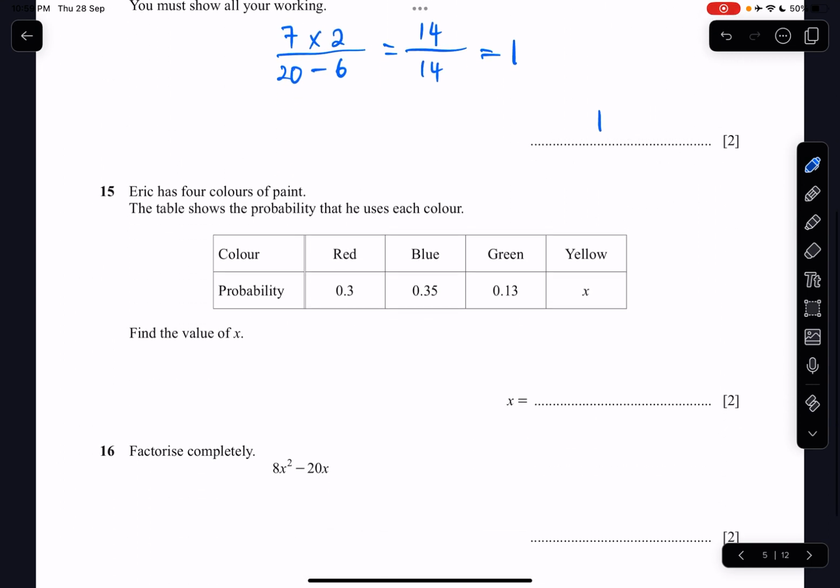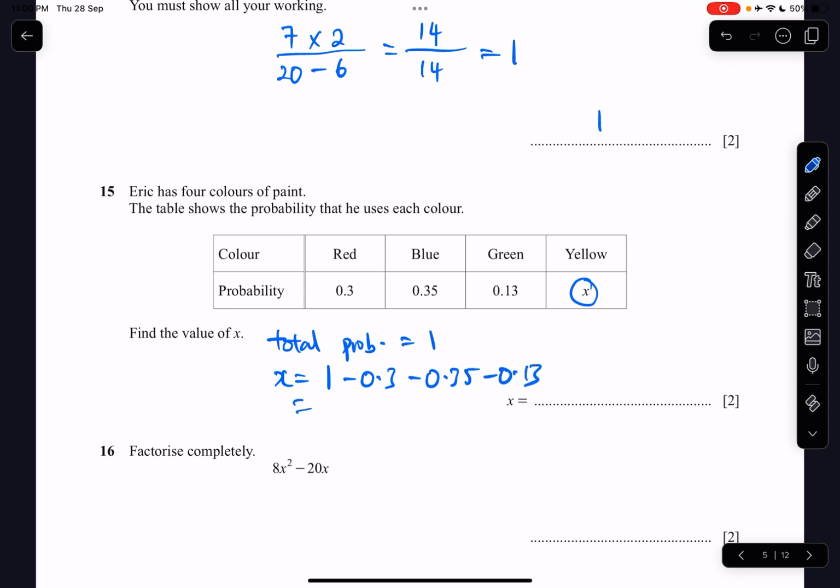Now, question number 15. Eric has 4 colors of paint. The table shows the probability that he uses each color. Find the value of x. So now we know that the total probability must always equal 1. So to find x, I have to take 1 minus all of the other probabilities.